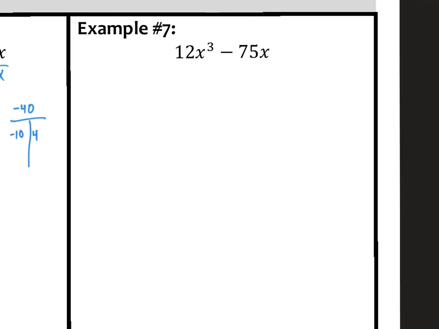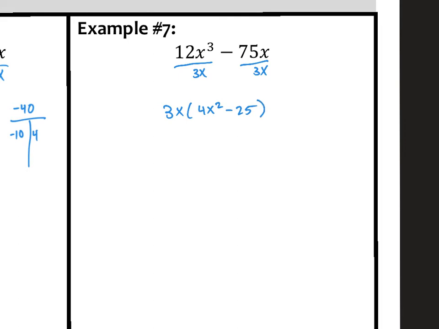Common factor. I can divide both of these by 3x. So 3x goes out front. I get 4x squared. Negative 75 divided by 3, negative 25. The x's divide to 1, so they cancel.